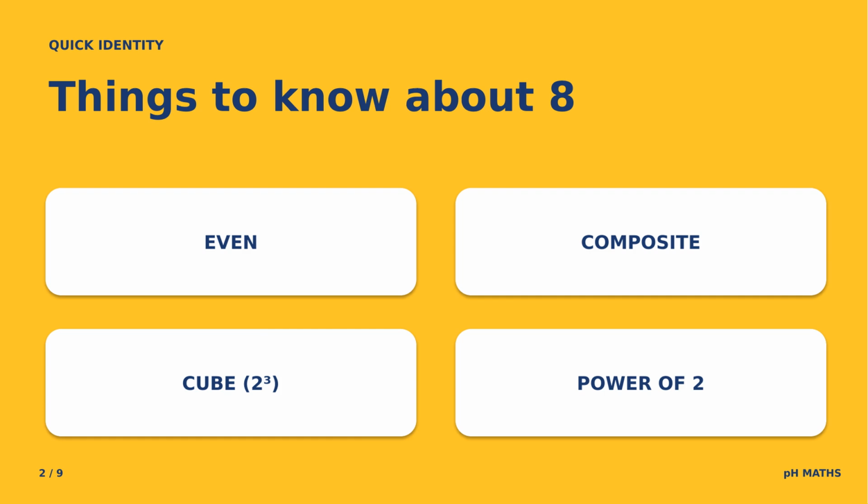Quick identity check. 8 is even. 8 is composite. 8 equals 2 times 2 times 2. 8 is a cube, specifically 2 cubed. And 8 is a power of 2, the third one, in fact. 8 is one of those numbers where every property points back to 2. If you know your 2s cold, you basically know your 8s.